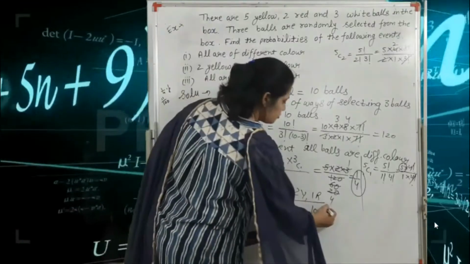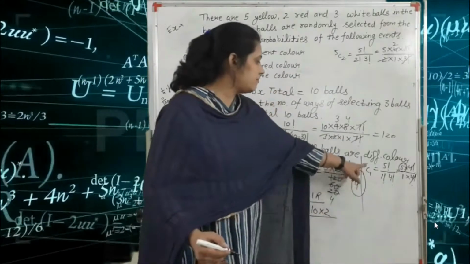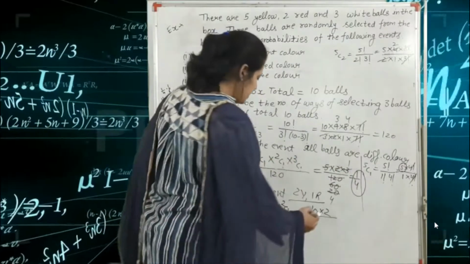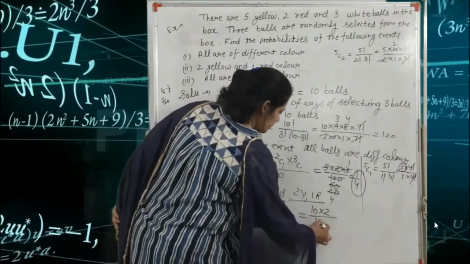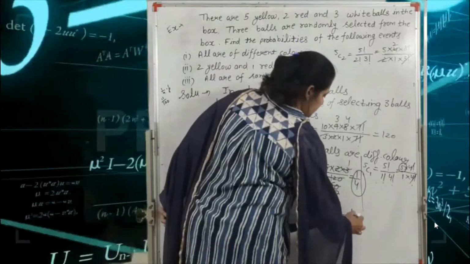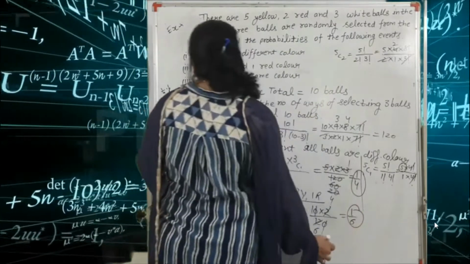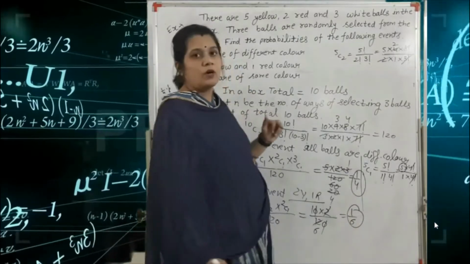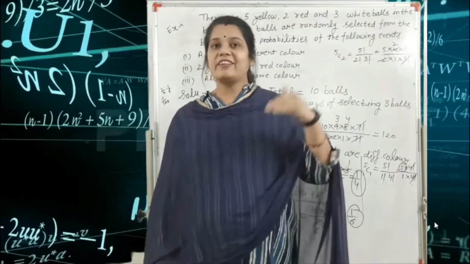That means 2. Here we already found the value of 5C1 is equal to 5 and here 120. Okay. So 2 sixes are 12, that means 1 by 6. This is the probability of 2 yellow and 1 red color.